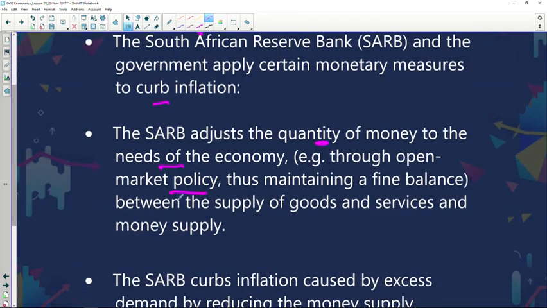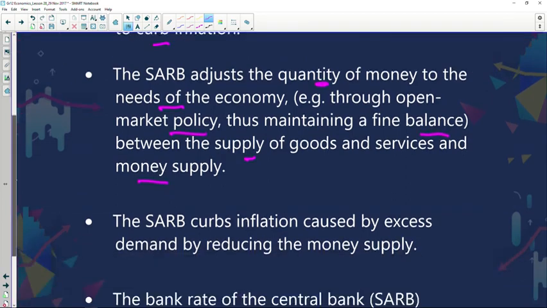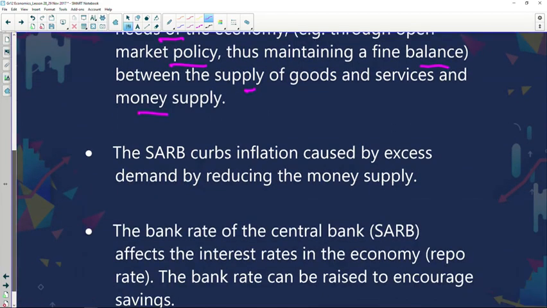So we can use market policy to achieve this, and also maintaining a fine balance between supply of goods and services and also the money supply. So the relationship between the supply of goods and the money that is supplied by the Reserve Bank is very important because we can use that in order to ensure that we control our inflation and that it stays within the target of 3% and 6%.